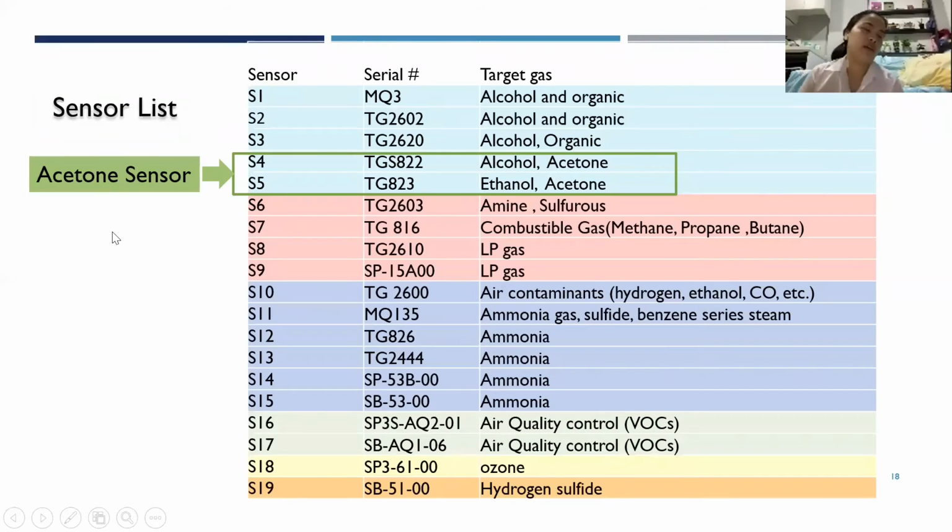And this is the sensor list that I used. From the information that I got from the company, I expected that these two sensors would be the best sensors for acetone and MEK detection.